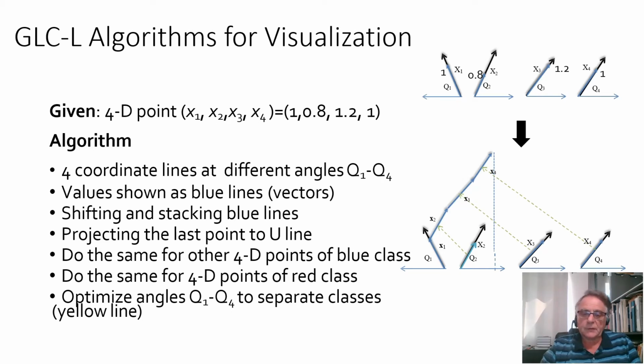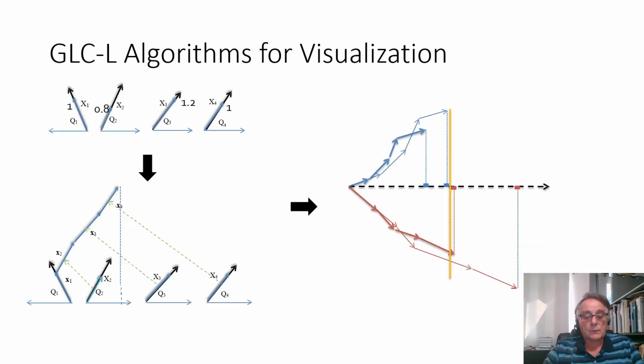So now we have these four vectors, and then we shift the second vector to the end of the first one, the third one to the end of the second one, and the fourth to the end of the third one. In this way, we build a polyline and then project that polyline below. And next, we will show what kind of properties we get with this. The projection of the point here on the horizontal line will produce a new point.